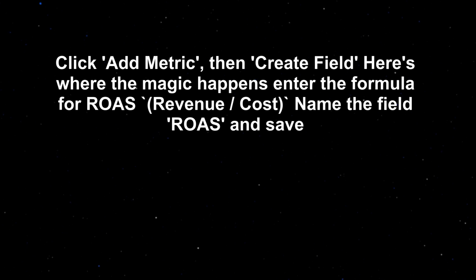Click Add Metric, then create field tiers, where the magic happens. Enter the formula for ROAS, revenue/cost, name the field ROAS and save.